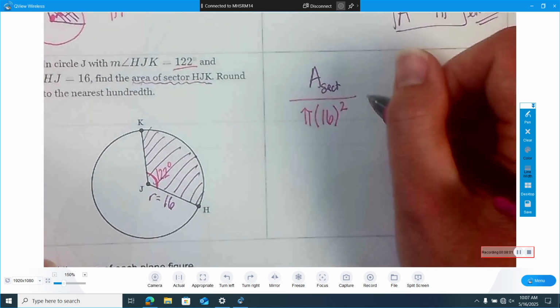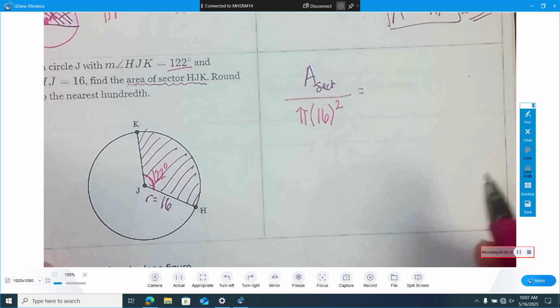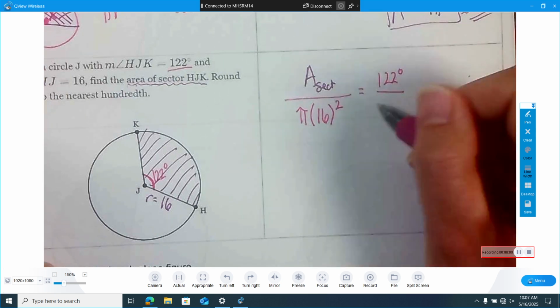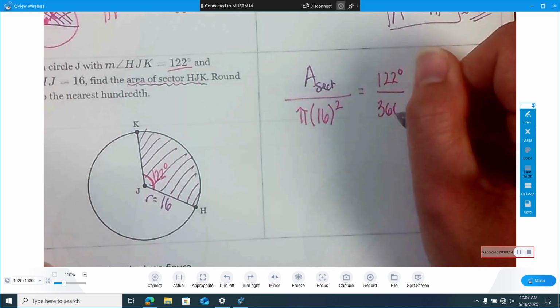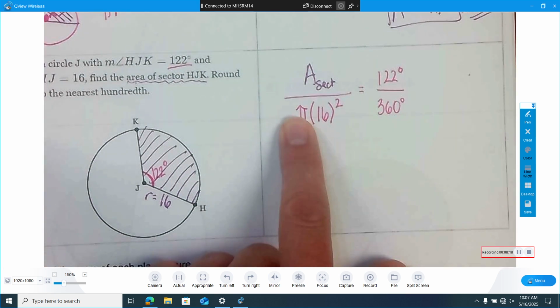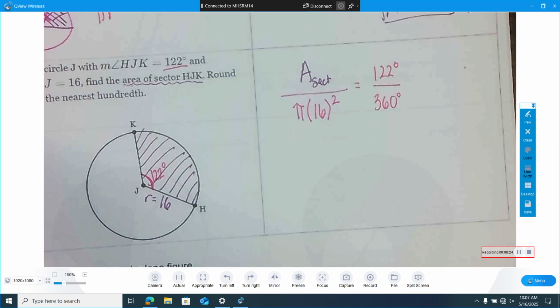Okay. And then that's equal to our central angle. What's our central angle? 122 over what's the total number of degrees in a circle? 360. It's all it is part to whole. Part of the area to the whole area. Part of the central angle to the whole angles. Like that's all we're doing, okay?